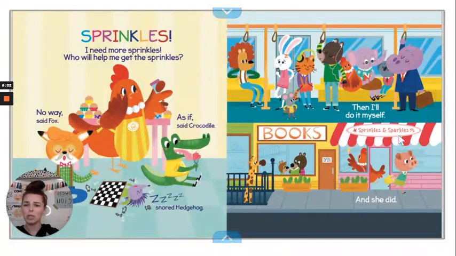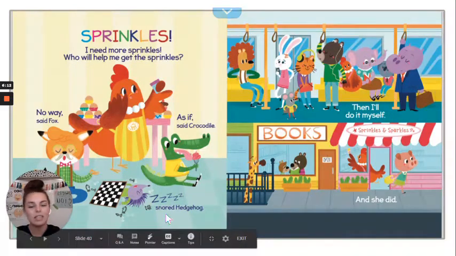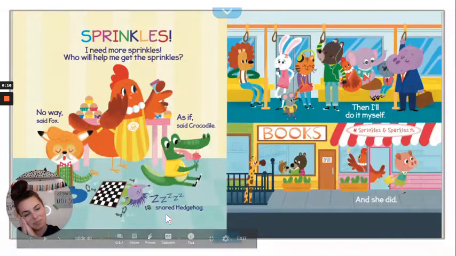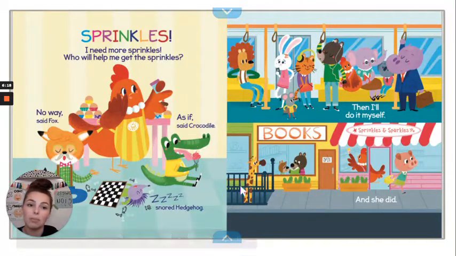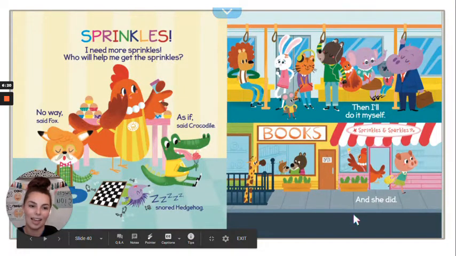Sprinkles! I need more sprinkles. Who will help me get the sprinkles? No way, said Fox. As if, said Crocodile. Zzz, snored Hedgehog. Then I'll do it myself. And she did. She's going to the Sprinkles and Sparkles store.